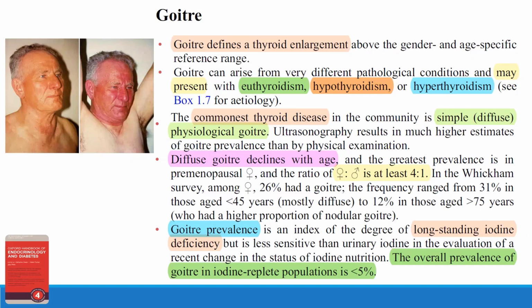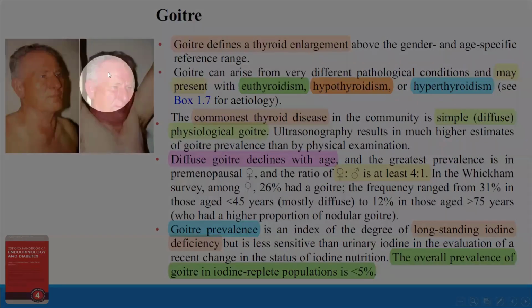Diffuse goiter declines with age. Goiter prevalence increases in a long-standing iodine deficient area. The overall prevalence of goiter in the general population is less than 5%. And don't forget that this is what is known as Pemberton sign.